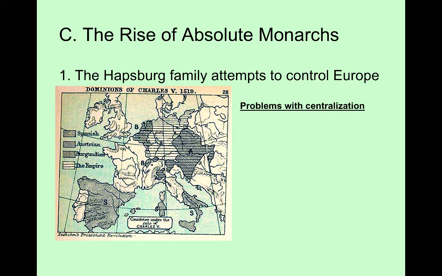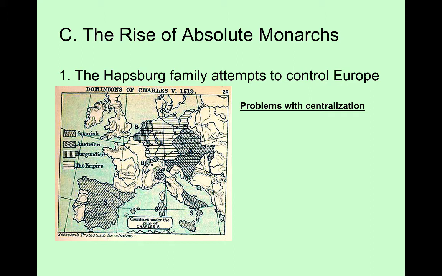Absolute monarchs is this idea that you will have a king with near absolute authority. It will be a very heavily centralized regional state, and the monarch will almost rule on a whim. He will rule through proclamation, gathering all the power towards himself and taking power away from the nobility.